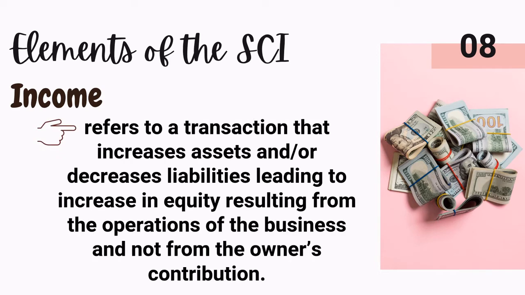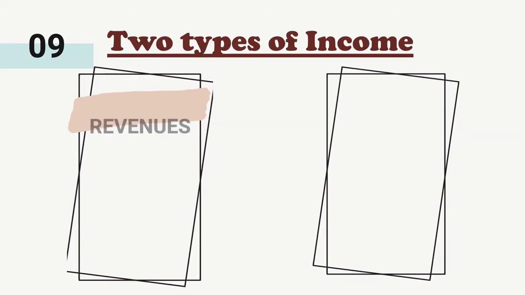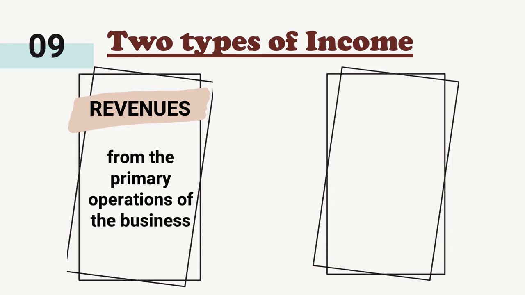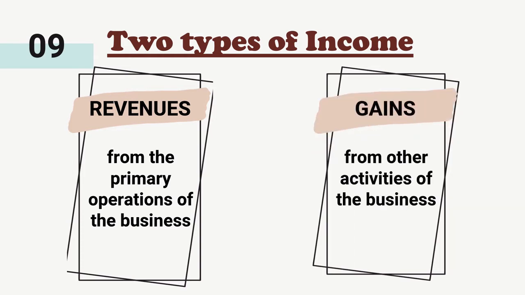Income refers to a transaction that increases assets and/or decreases liabilities, leading to increase in equity resulting from the operations of the business and not from the owner's contribution. There are 2 types of income. First is the revenue. Pag sinabi nating revenue, ito yung mga income generated from the primary operations of the business. Another one is gain. So yan naman, income derived from other activities of the business.